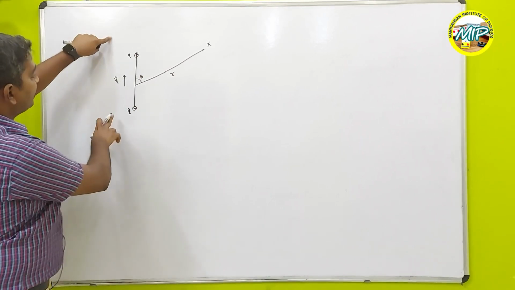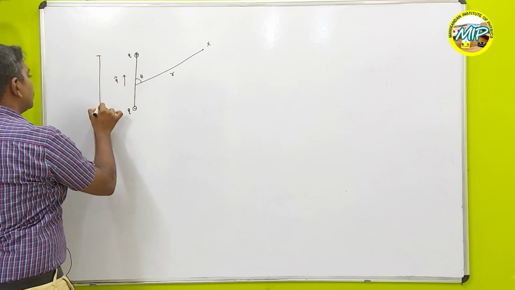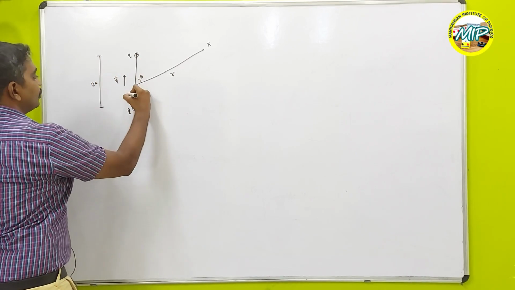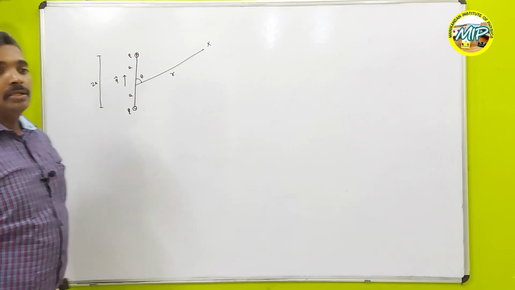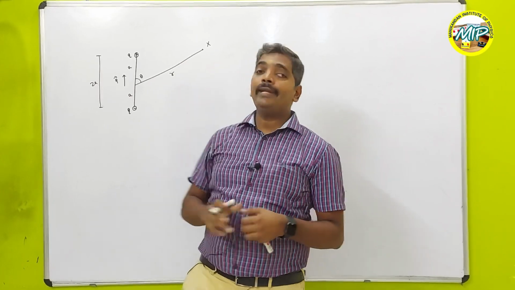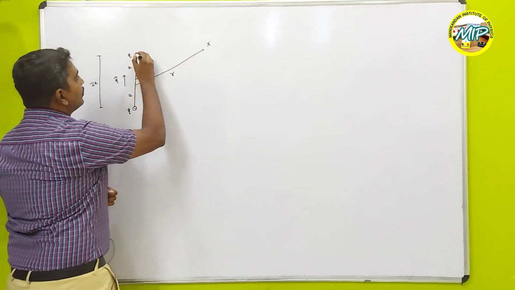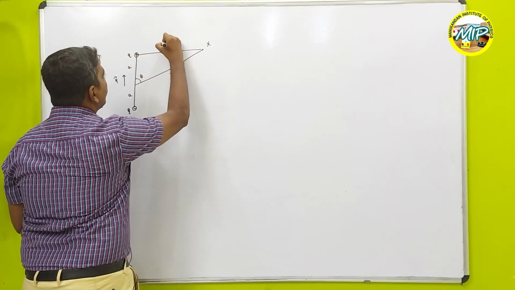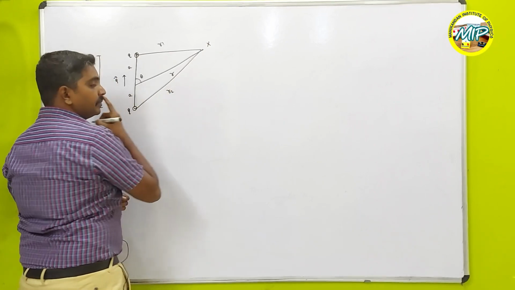The separation between the charges of the dipole is 2a. So the distance from here to here is 2a. So this is a and this is again a. Now I just want to find the electric potential at point X. The distance from this charge to this point is r1. The distance from the other charge to this point is r2.